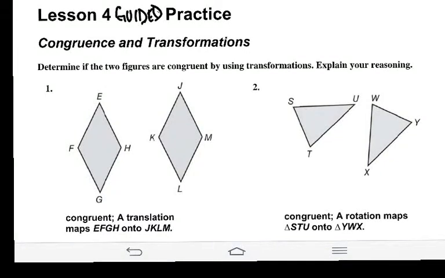This is Chapter 8, Lesson 4, Guided Practice. We're looking at congruence and transformations. Number 1 says determine if the two figures are congruent by using transformations, and then explain your reasoning.